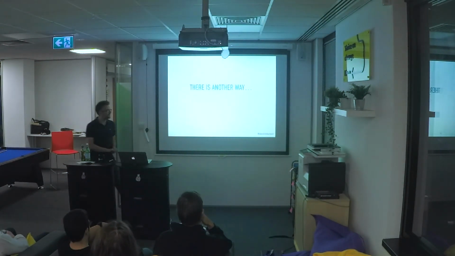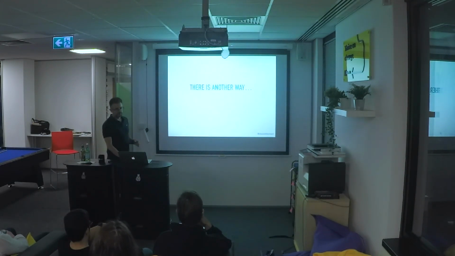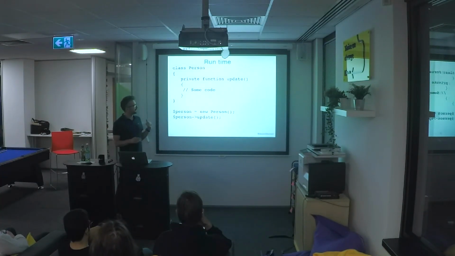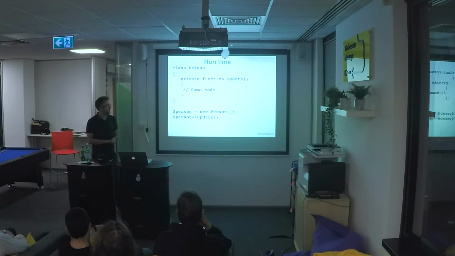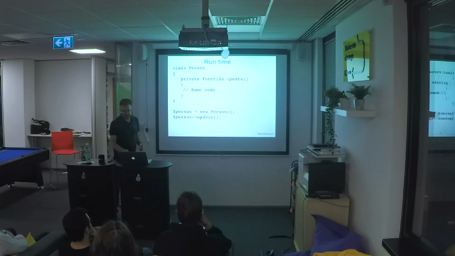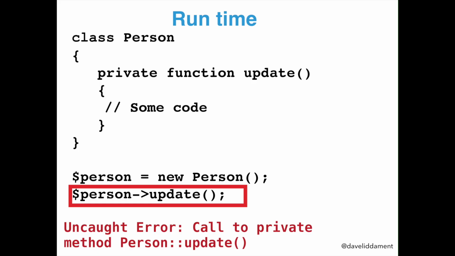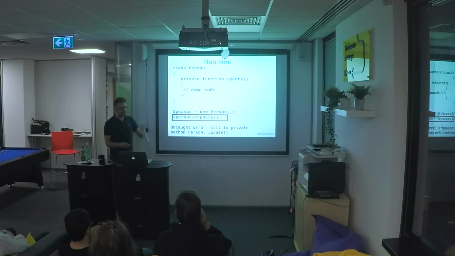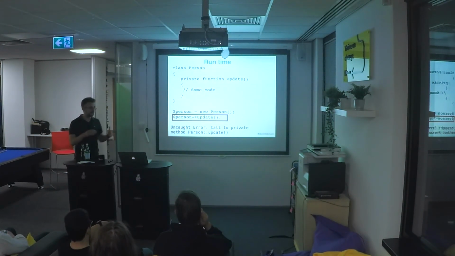But there is good news. There is another way for some functionality. So what we can use is static analysis. If we've got some code here, if we executed this code as it stands, we might be able to say, here is a problem. Just by looking at this code, we might see that if we executed this and called the update method on person, we would have an error because update is private, and we're calling it from outside of the person object. So if we ran this code, we'd get a runtime error. But the great thing is we don't have to run this code to see that there is a problem.